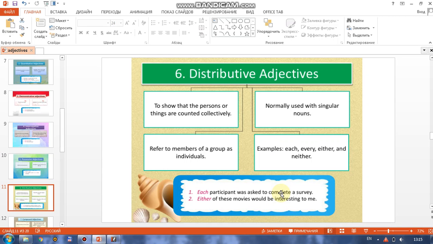Next, distributive adjectives are used to show that the persons or things are not counted collectively, normally used with singular nouns, and refer to members of a group as individuals, with the help of each, every, either, neither. For example, each participant was asked to complete a survey. Either of these movies would be interesting to me. Each participant here refers to the members of a group as individuals. Either of these movies. Movies are counted collectively.